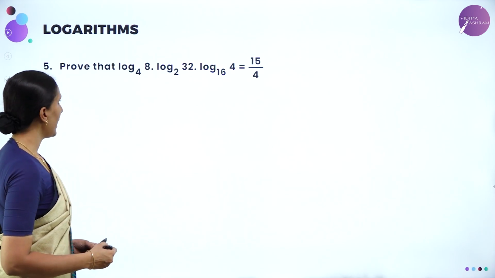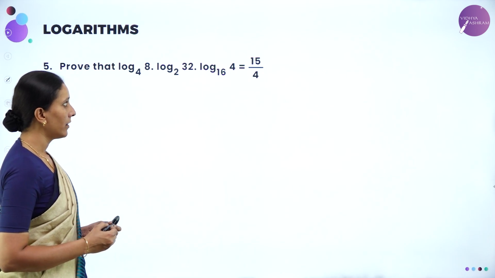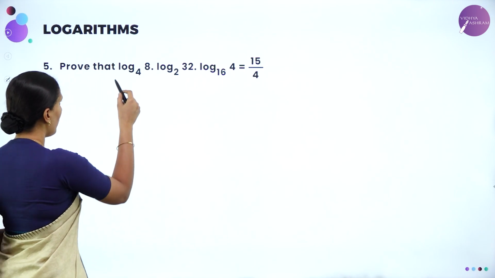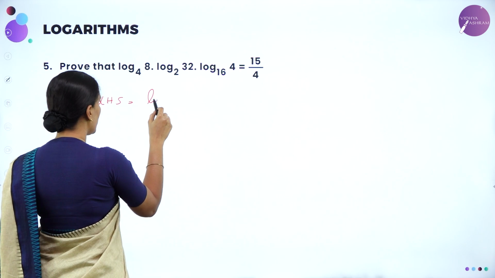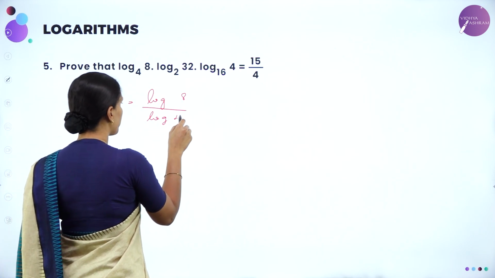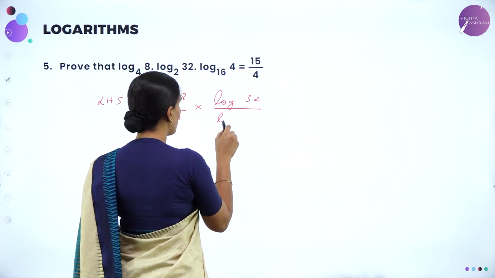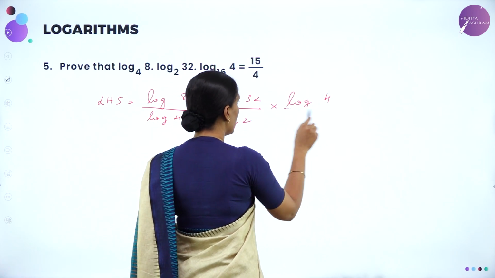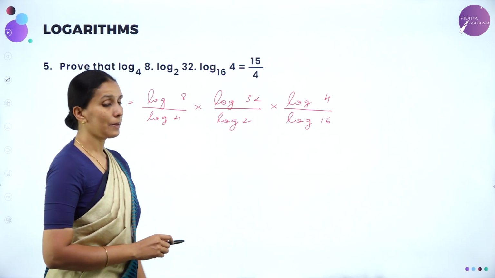Next, prove that log 8 to base 4, log 32 to base 2, log 4 to base 16 is equal to 15 by 4. Now let me consider the LHS. I'll write this using the change of base: log 8 by log 4, into log 32 by log 2, into log 4 by log 16. We know all of them are multiples of 2.